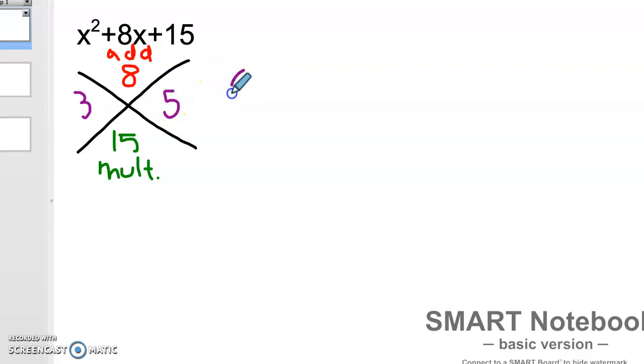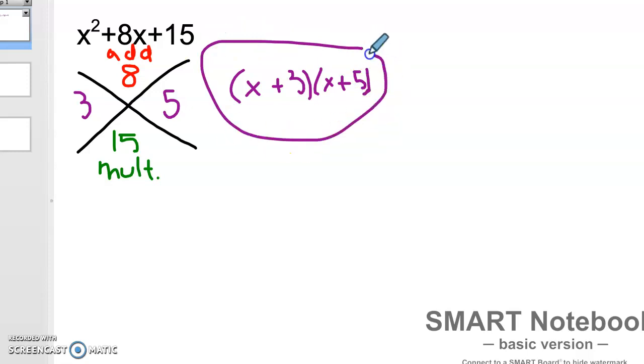So what I do is I create a first set of parentheses. I'm going to have x plus positive 3 since we're not dealing with any negatives yet. And then in the second term, I'm going to have x plus 5, which is the second number we wrote down. And this means that these two binomials here, when multiplied together or when we use our FOILing, will give us the expression x squared plus 8x plus 15. And that's how we're going to factor these equations.